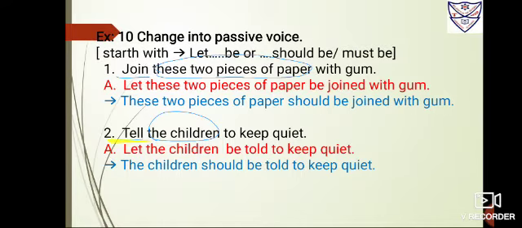Number 2, tell the children to keep quiet. Now tell is the verb, so underline it. The children is the object, so circle it. Now first we'll start with let. So it is let the children, be, third form of the verb tell. So it is tell, told. Let the children be told to keep quiet. Now with should be, it is the children should be told to keep quiet.